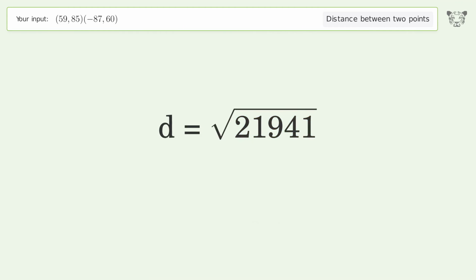And so the distance between the 2 points is the square root of 21,941, or 148.125.